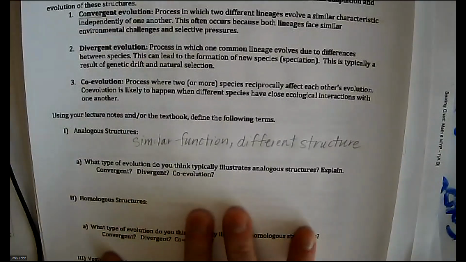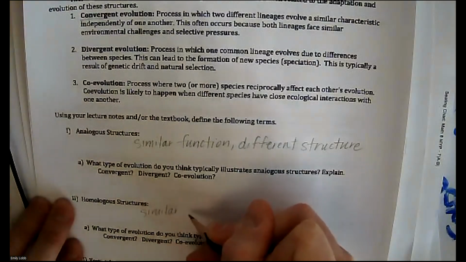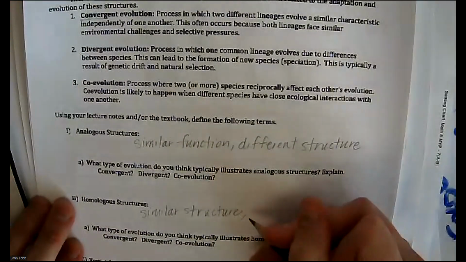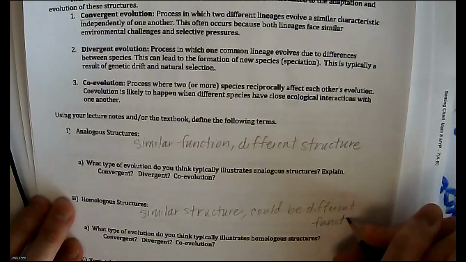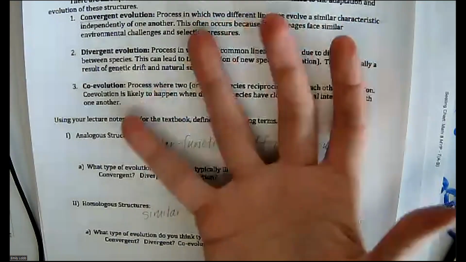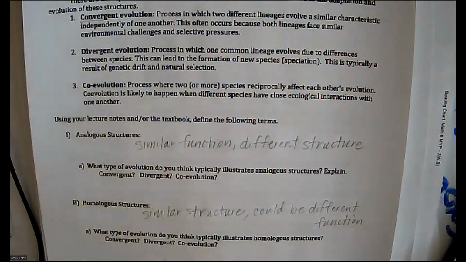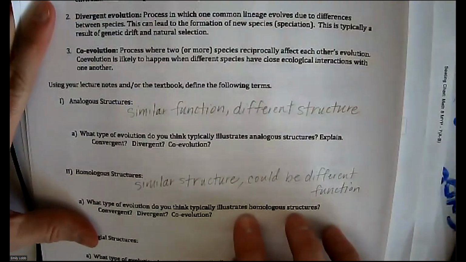Homologous structures. This one is kind of backwards, right? Similar structure. Now, I wouldn't say definitely a different function, but it definitely could be a different function, right? Because like my arm or my hand and a bear's hand would be homologous structures, right? So I would call them homologous, even though they probably have fairly similar functions as well. Does that make sense? So if it's not homologous, it's probably analogous because they use the same. What type of evolution do you think typically illustrates homologous structures? So how do you think we ended up with similar structure but different?